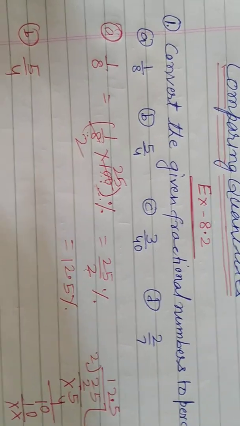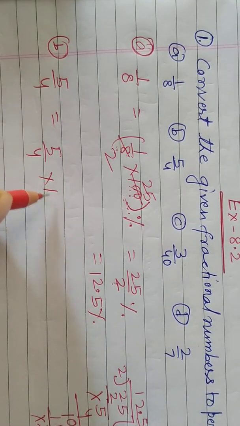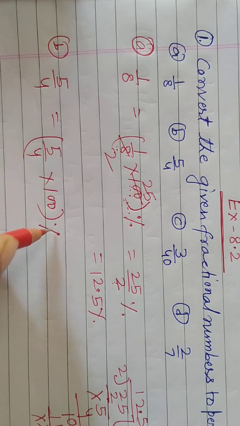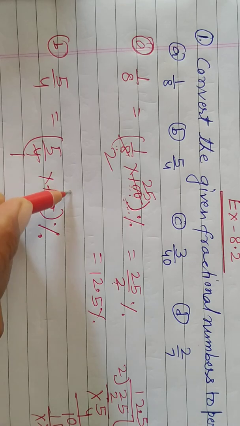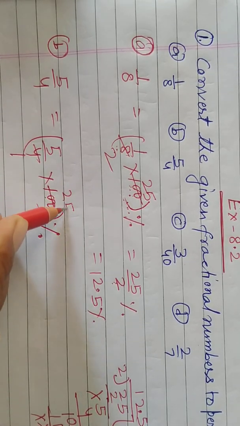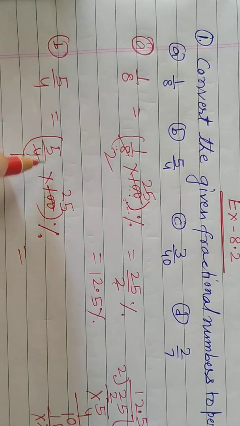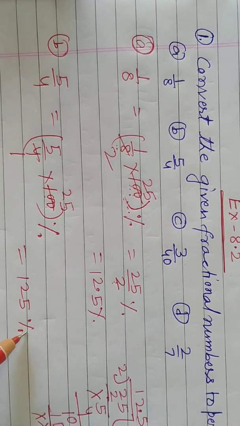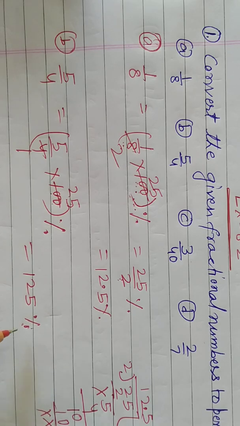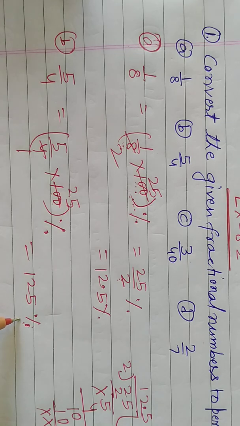Similarly, question B, 5 by 4. First you write 5 by 4 into 100. Bracket close and write the percentage sign. 4 ones are 4, 4 twos are 8, 2 is left here, 2 zeros 20, 4 fives are 20. Then what is left? 5 into 25. You multiply it. 5 into 25, 25 fives are 125, 125%. So you must write the percentage sign because you have to convert into percent. So we put the percent sign. It is compulsory. If you do not write it here, marks will be deducted.